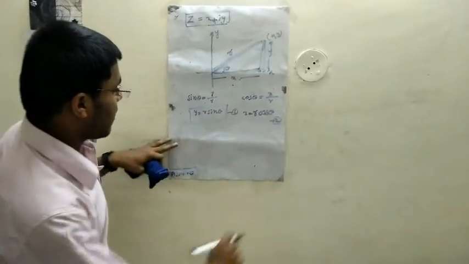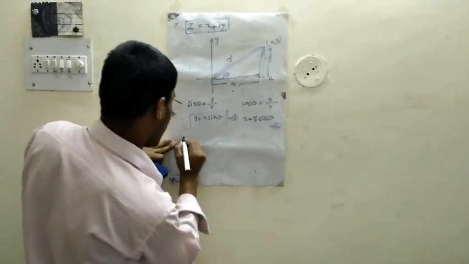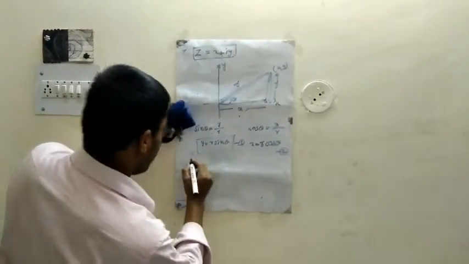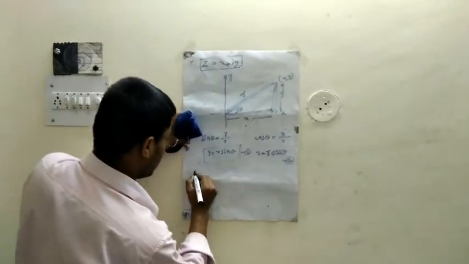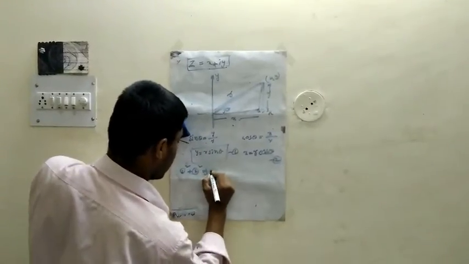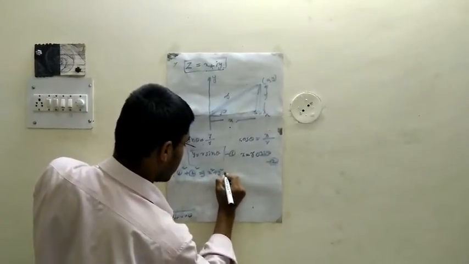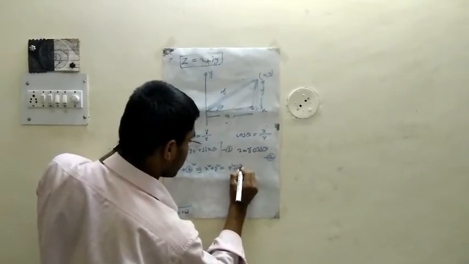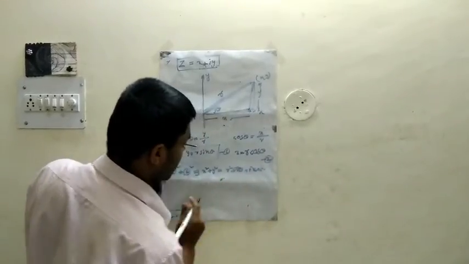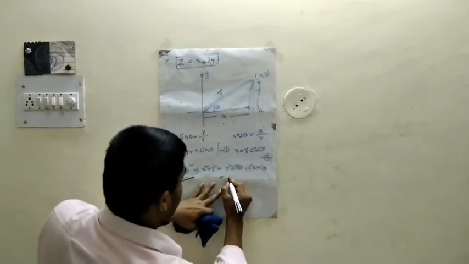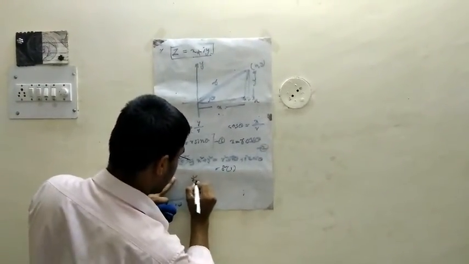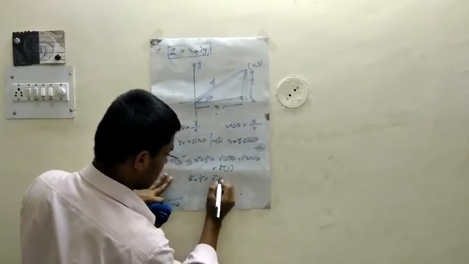Now, if I consider squaring both sides and adding equations 1 and 2, equation 1 whole square plus equation 2 whole square, which is nothing but x square plus y square equals r square sin square theta plus r square cos square theta. Taking r square common, sin square theta plus cos square theta equals 1, which gives x square plus y square equals r square.